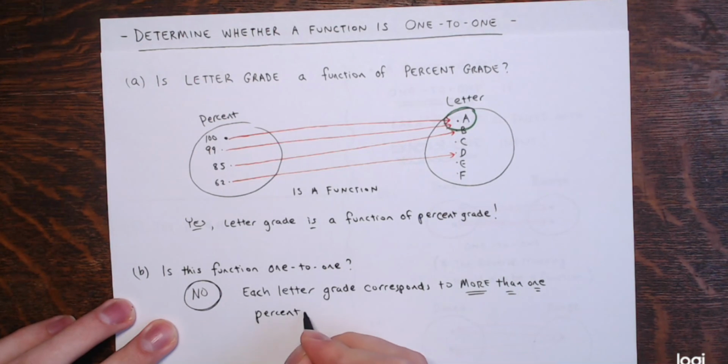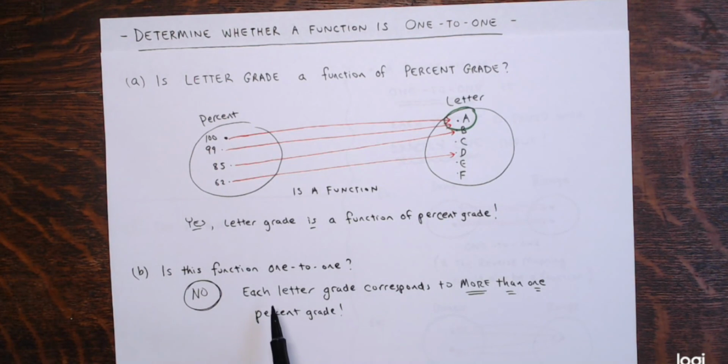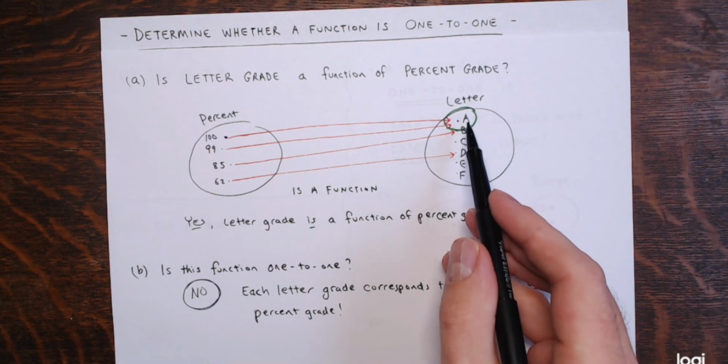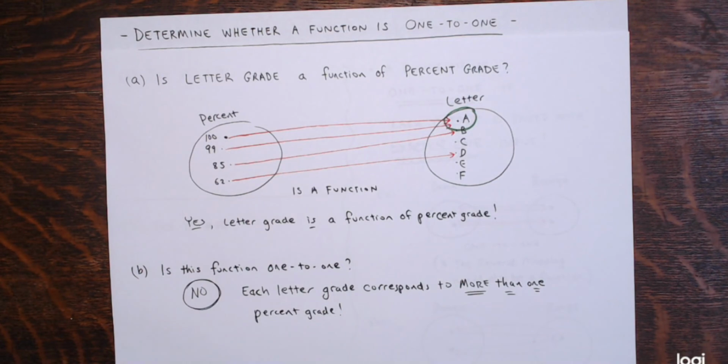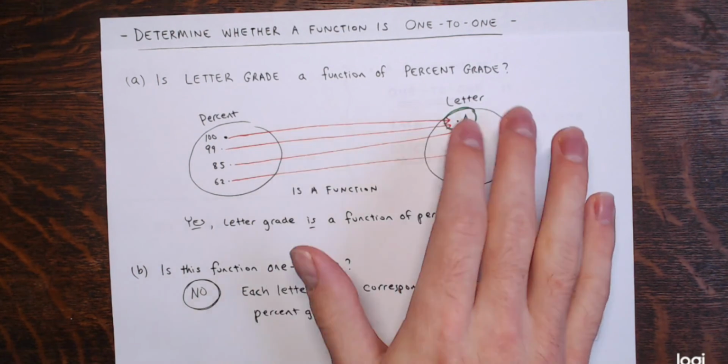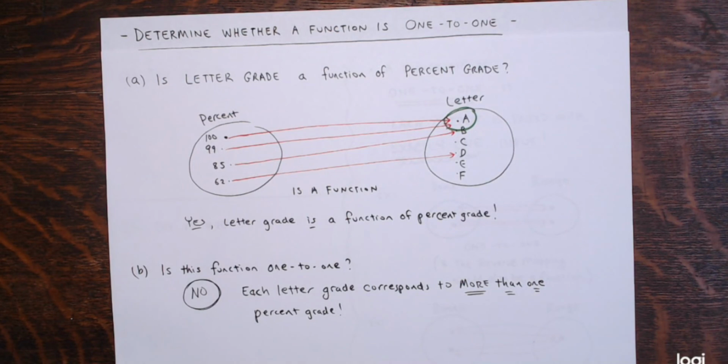And that's why. And you don't even have to say every letter grade. Just say A. Just find one letter grade that corresponds to more than one percent grade, and there it's not one-to-one. In order for a function to be one-to-one, every input goes to exactly one output, and every output corresponds to exactly one input, not more.